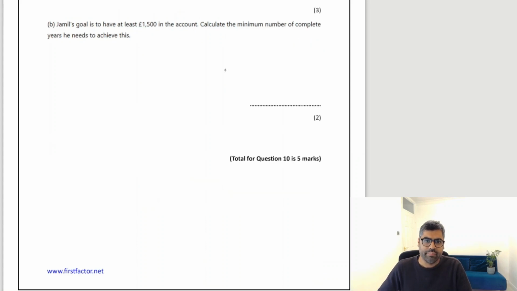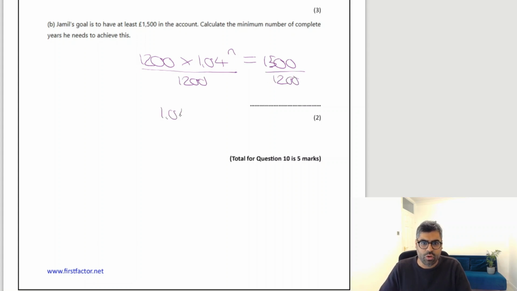Now for part B, we have to work backwards. So we're told Jamil's goal is to have at least 1,500 in the account. Calculate the minimum number of years. So we have our formula, which is our initial amount, 1,200 times by 1.04. Now we don't know the number of years, so let's leave that as n. That's what we need to calculate. That gives us 1,500. So simplifying this, let's divide both sides by 1,200. That gives us 1.04 to the power of n equals 1.25.